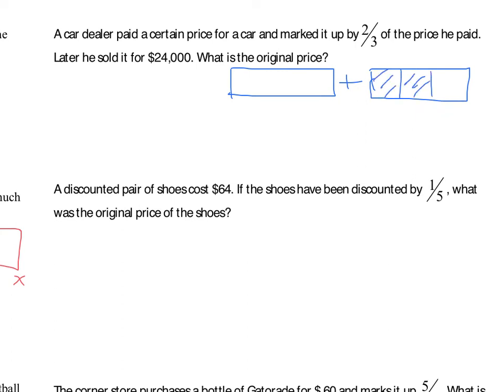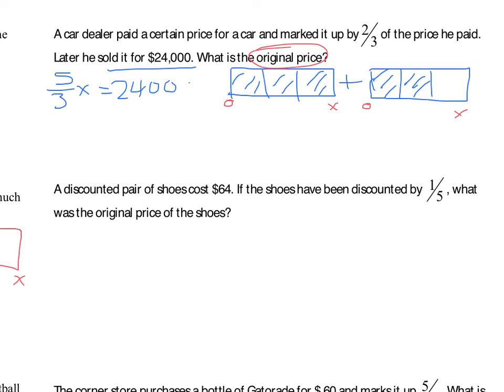As I'm drawing my diagram, I'm being told what they sold it for, not what they originally paid for it. So I have an X for this. When I look at my breakdown here, I see that I have a total of 5/3 of whatever that original price was equal to the $24,000 that we marked it up to.